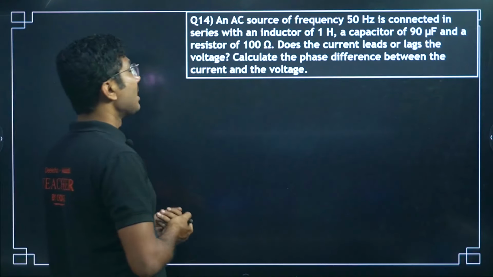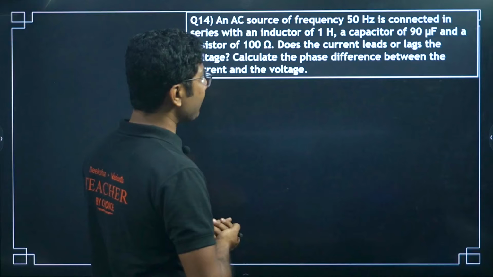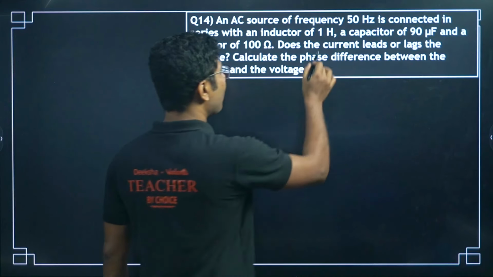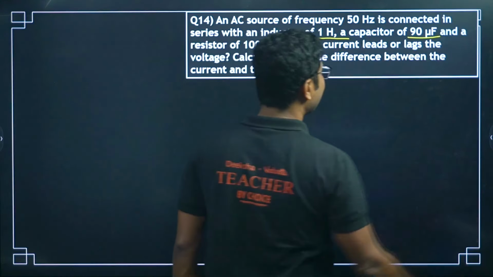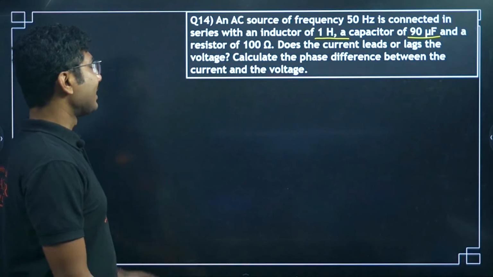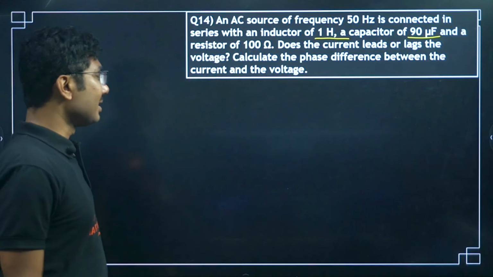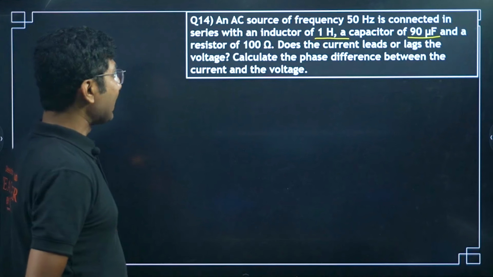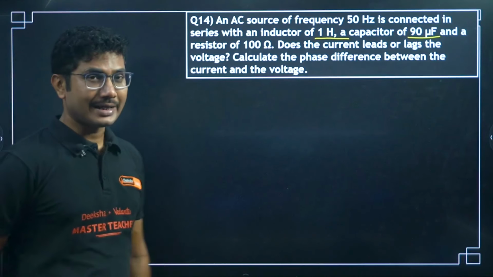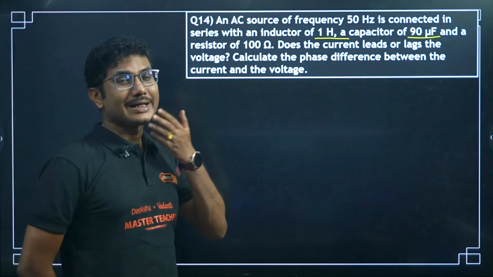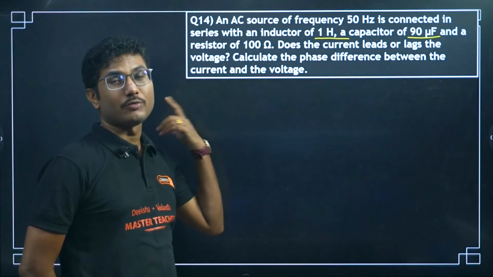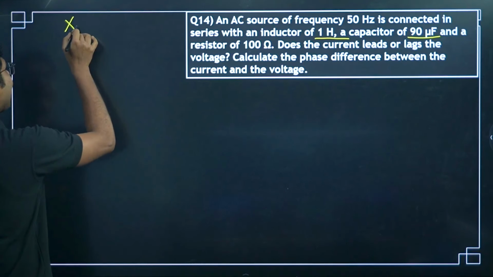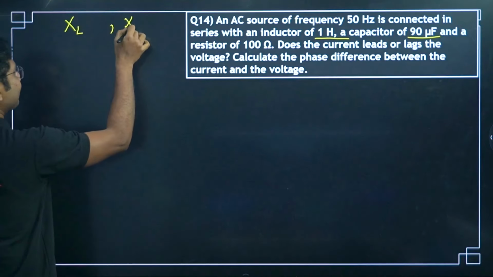on this chapter. An AC source of frequency 50 hertz is connected in series with an inductor of 1 Henry and a capacitor of 90 microfarad and a resistor of 100 ohm. Does the current lead or lag the voltage? Calculate the phase difference between the current and the voltage. So, how to find whether current leads or voltage leads? For that you have to calculate two pillars, XL and XC.